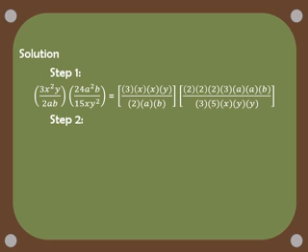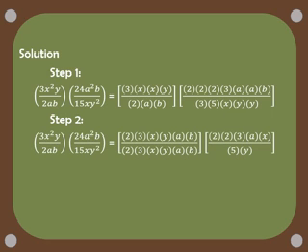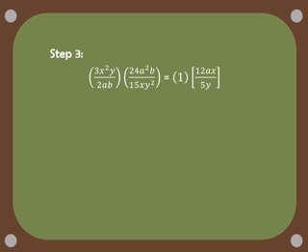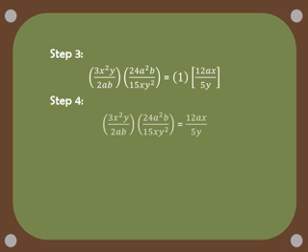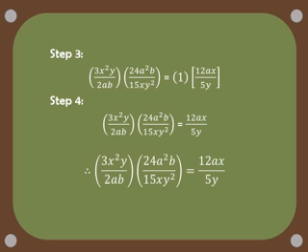So step 2, we need to divide the common factors. So the common factors are 2, 3, x, y, a, b, and our remaining factors would be 2, 2, 3, a, and x for the numerator and 5y in the denominator. So we need to multiply the remaining factors. So 3x squared y over 2ab multiplied by 24a squared b over 15xy squared is equal to 1 times 12ax over 5y. So by simplifying, we get 12ax over 5y as our product of these two polynomials.